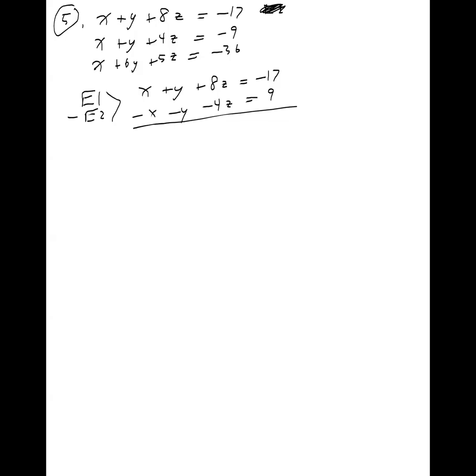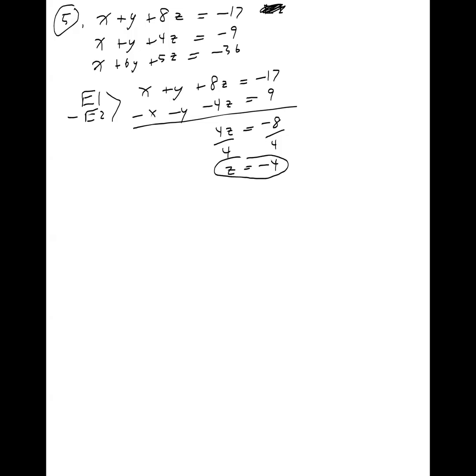So the x and negative x is 0, y and negative y is 0, 8z and negative 4z is equal to 4z. Negative 17 and 9 together is equal to negative 8. Like if you went to the cafeteria and they had bad food, then you'd have negative 8. So divide this by 4, and you'll get z equals -4. So that's the first solution. I'm going to circle that one.